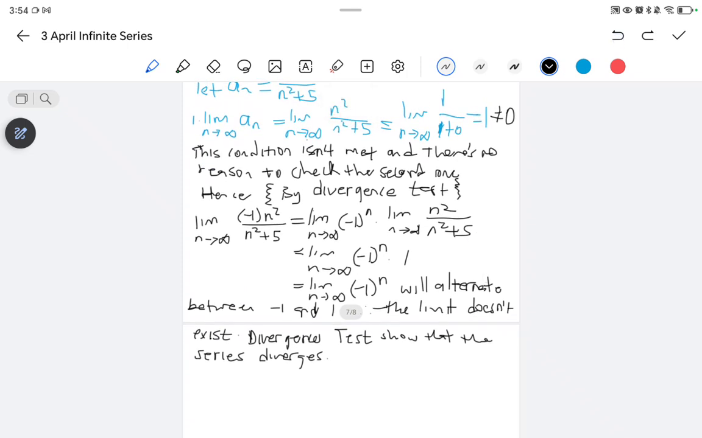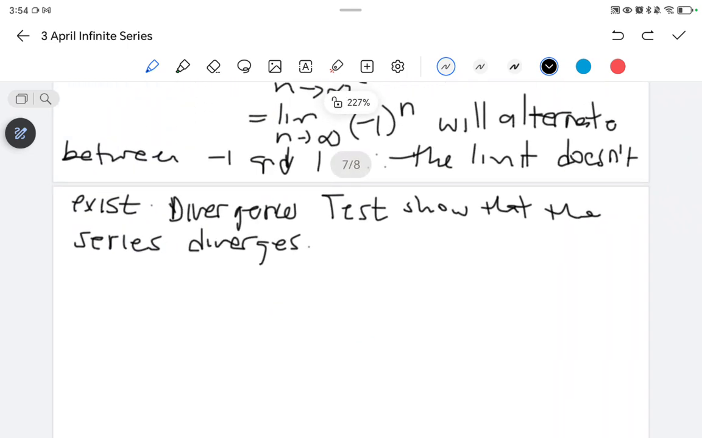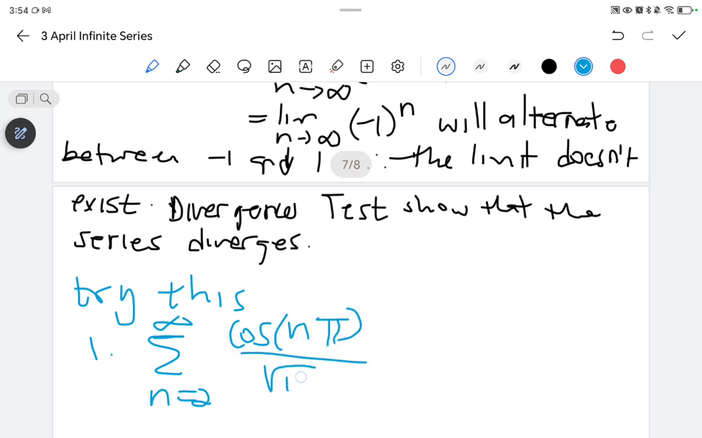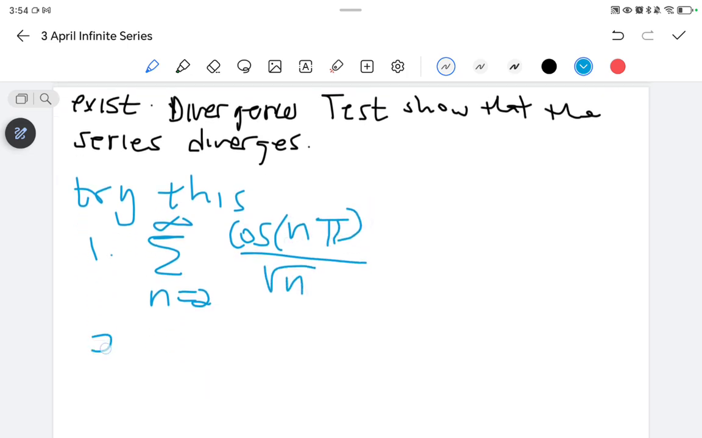So, any question? Let me give you something to write. While you have any question, you can ask. Let me say, try this. Then we can end the session. Summation from n equals 2 to infinity of cos of n pi all over root of n. Then we write the second one.